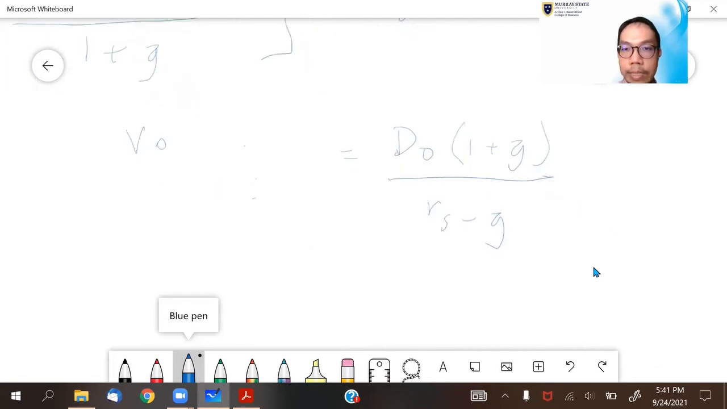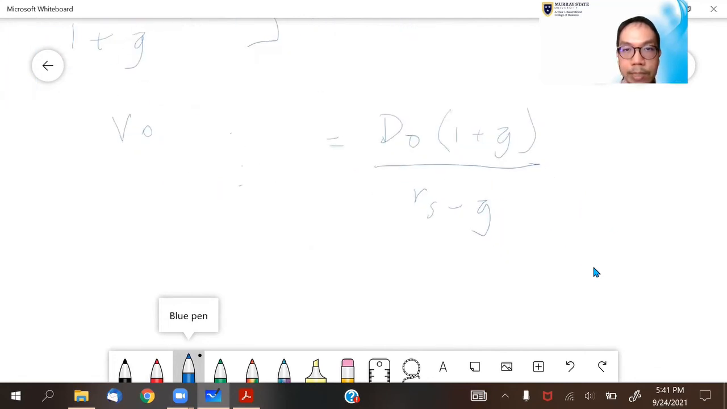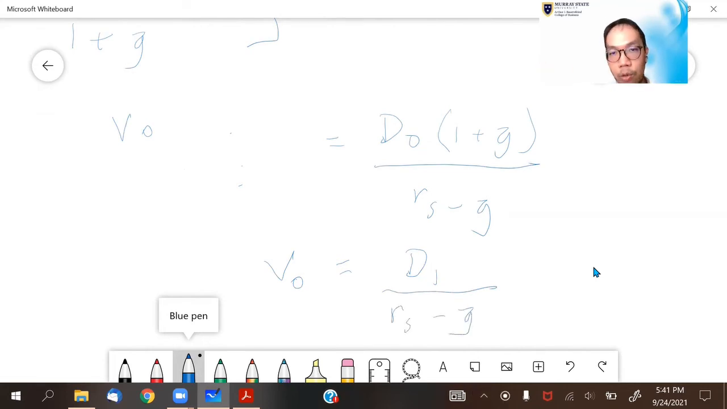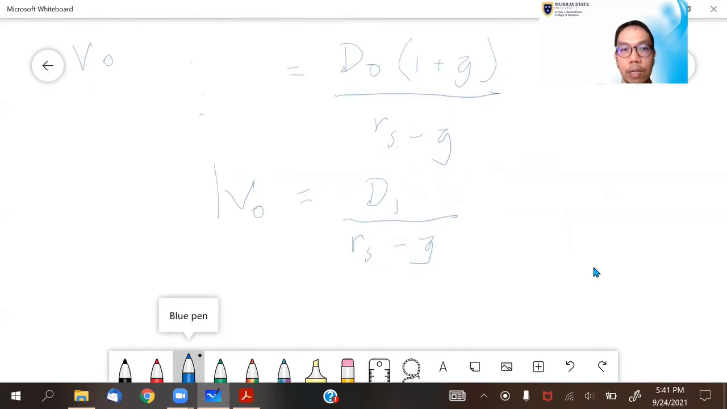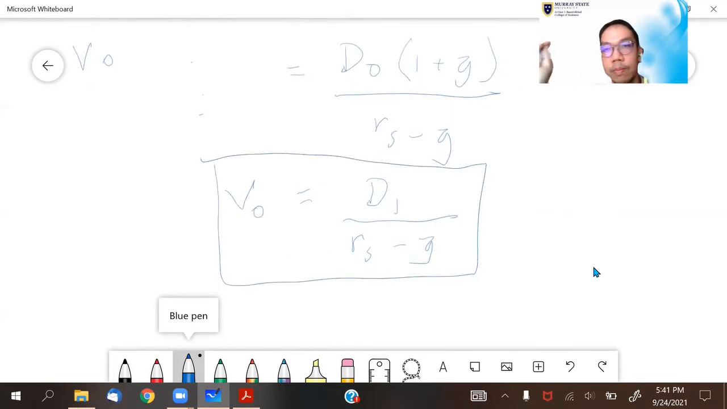Okay, now D0 that grows is D1, right? So we can write it this way. If we are interested in the value estimate at time 0, this should be the next dividend divided by the required return by stockholders minus the growth rate, the constant growth rate forever. Okay, so we get the proof for the second scenario, constant growth forever.